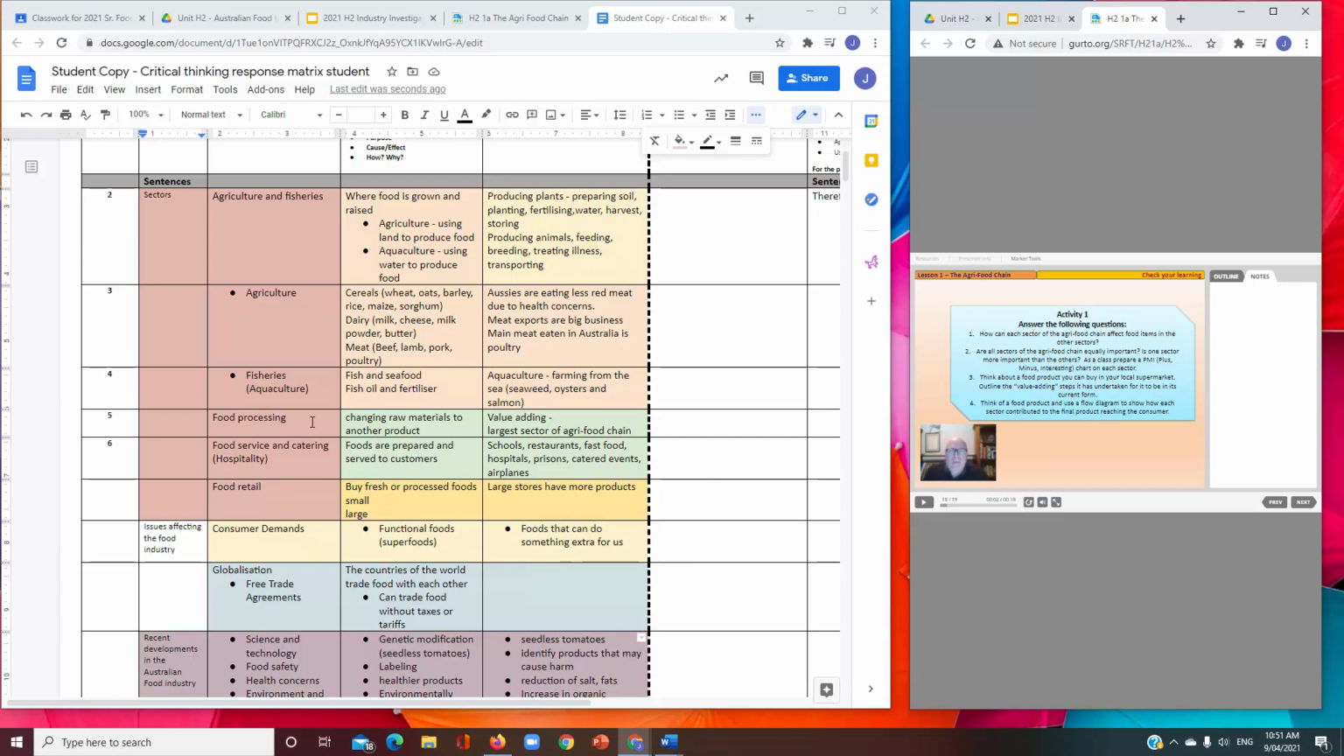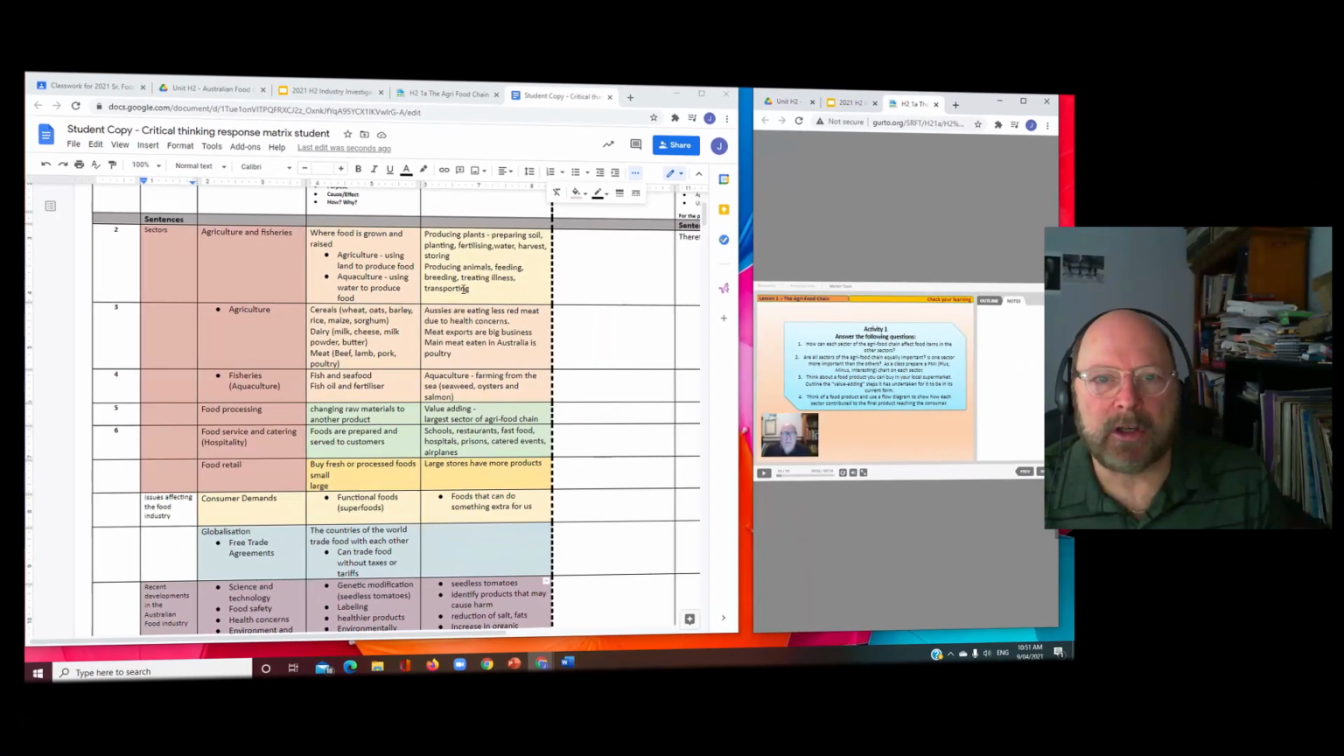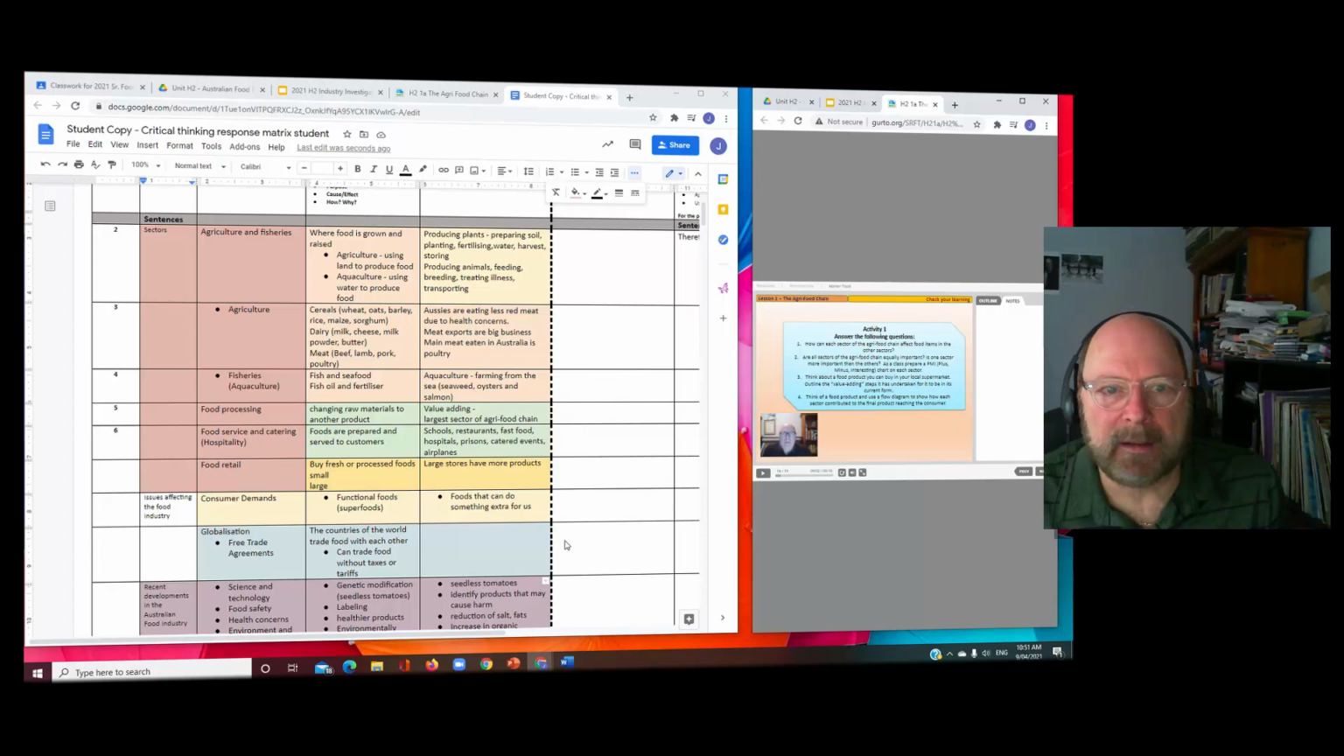Another sector would be the food processing sector, where raw materials are changed to another product through a process called value adding. This is also the largest sector of the agri-food chain. So you can see how using all of this information that you've taken can help you to answer questions and to study what each of those means and get a better understanding. I hope this helped.